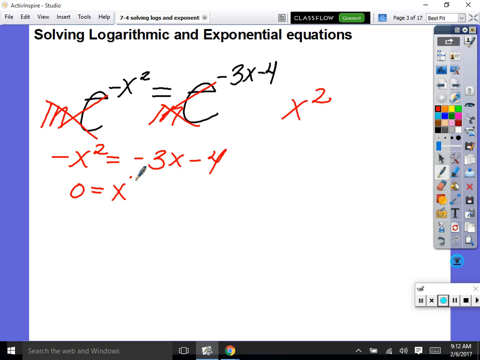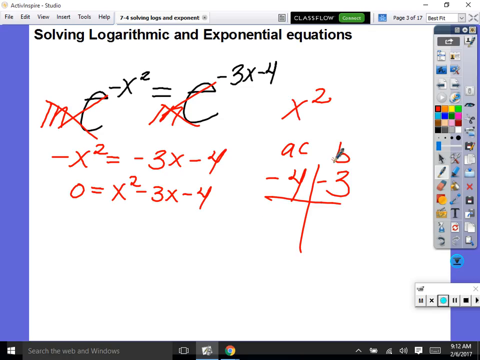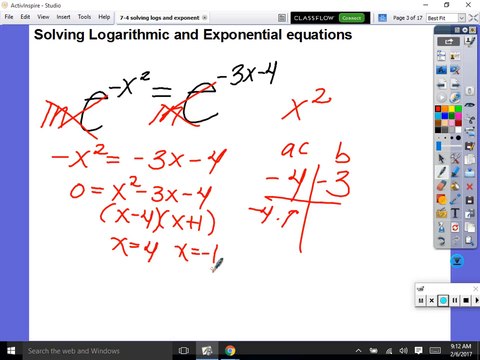0 is equal to x squared minus 3x minus 4. Let's solve by factoring. What multiplies to be negative 4 and adds up to be negative 3? A times c adds up to be b. Negative 4, positive 1. So this factors. We're not going to jump to conclusions because we're honor students. We're going to think. So our solutions are x is equal to 4 and x is equal to negative 1, correct? Let's check those.